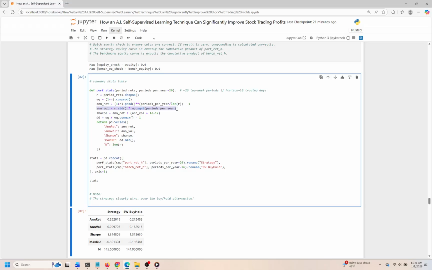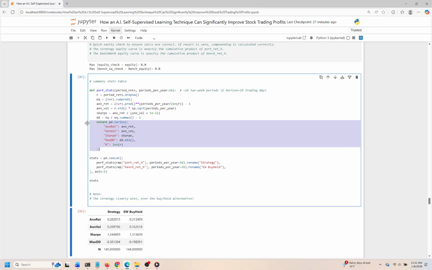To assess risk-adjusted performance, the Sharpe ratio is computed by dividing the annualized return by annualized volatility, while adding a small epsilon to prevent division by 0. Additionally, we measure maximum drawdown, which indicates the maximum peak-to-trough decline in the portfolio value. The function returns these metrics as a pandas series for easy interpretation.